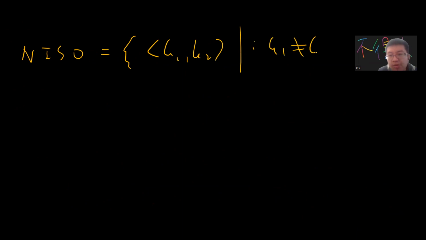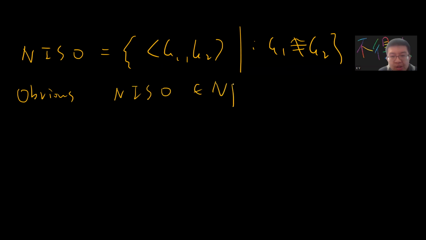But now there's an interesting question called non-ISO. I can define non-ISO as the set of pairs G1, G2 such that G1 and G2 are non-isomorphic. And so the obvious question is that we don't know if non-ISO is in NP.